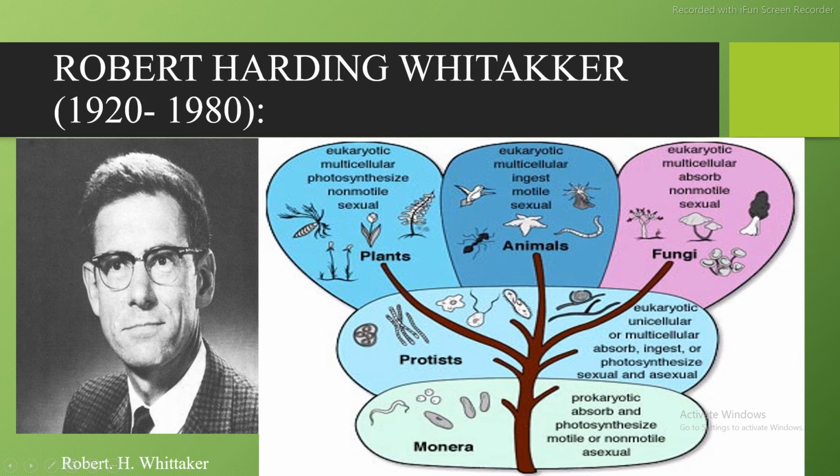Plants are eukaryotic, multicellular, photosynthetic, non-motile, and sexual in nature. Second is Animalia or animals: eukaryotic, multicellular, ingest the food, motile, and sexual in nature. Next is fungi: eukaryotic, multicellular, absorb the food, non-motile, and undergo sexual reproduction. Next is protists. Protists are eukaryotic, unicellular or multicellular. They absorb the food, ingest the food, or photosynthesize it. They undergo both sexual and asexual reproduction.